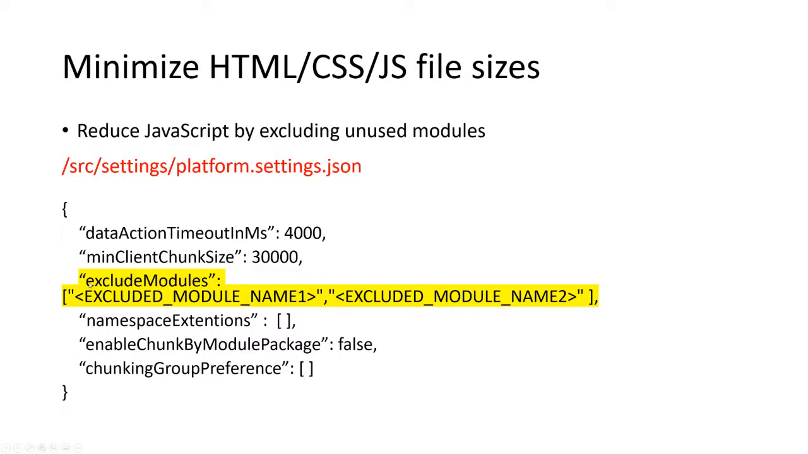But we have a property in here called Exclude Modules. So if you know there are a set of modules that you just don't use on your e-commerce site that we ship, you can add them here and then we won't serve up the JavaScript. So that's one way to reduce your size.